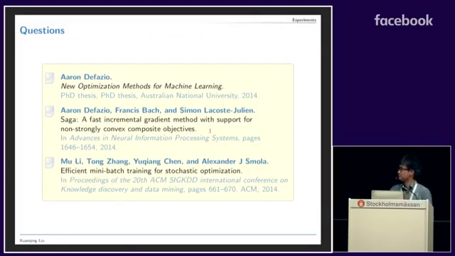So, any question? So thank you. Since we are behind schedule, let's move the questions to the poster session. So let's thank the speaker again.